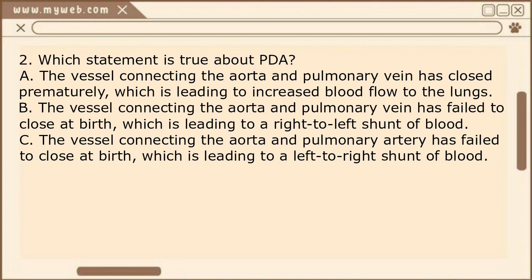Which statement is true about PDA? A. The vessel connecting the aorta and pulmonary vein has closed prematurely, which is leading to increased blood flow to the lungs. B. The vessel connecting the aorta and pulmonary vein has failed to close at birth, which is leading to a right to left shunt of blood. C. The vessel connecting the aorta and pulmonary artery has failed to close at birth, which is leading to a left to right shunt of blood.